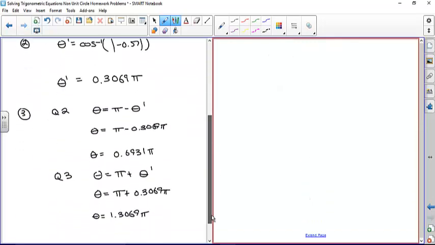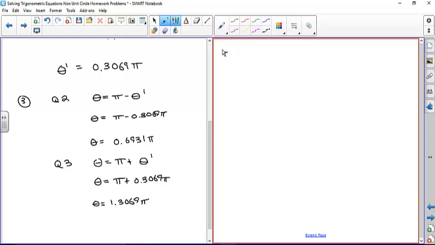Now, step 4 is I do the multiple, all my solutions here. So I use the same process. I say theta is equal to 0.6931 pi plus 2 pi n. And theta is my third quadrant solution, 1.3069 pi plus 2 pi n.